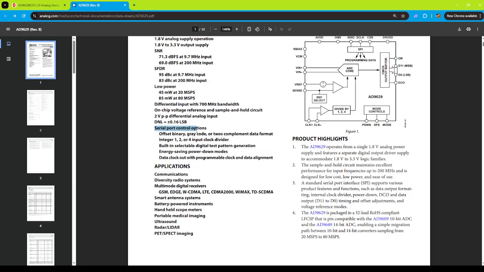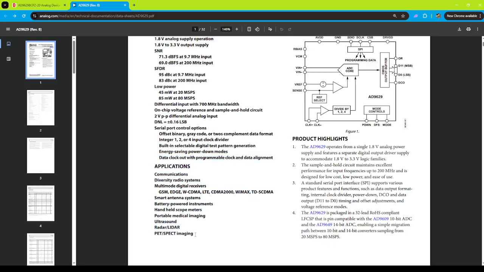Now these are just cool features. So we have built-in selectable digital test pattern generation. We got a clock divider. We got some ways to format your data, energy saving mode, and data clock out. This is good for actually taking your bits out to an FPGA or a processor and correctly latching them on the good clock edges.